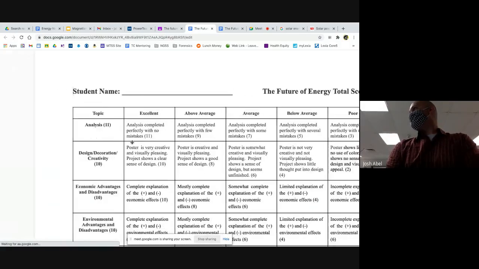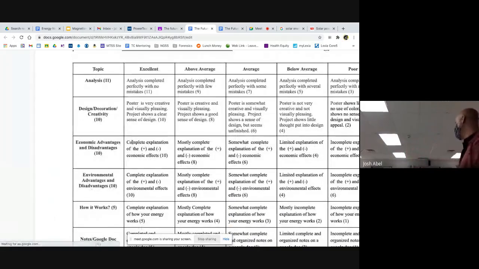So this is the stuff that I'm going to be grading you on, okay? So the analysis. There will be an analysis portion that we will do at the end, that has to do with the grading, with your voting, with all that stuff, okay? So that will be one that we'll do at the very end.